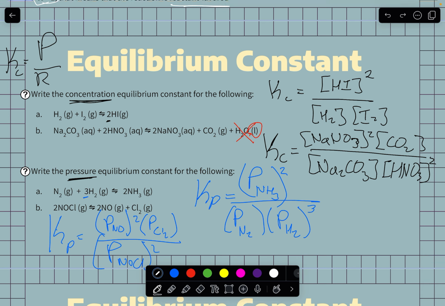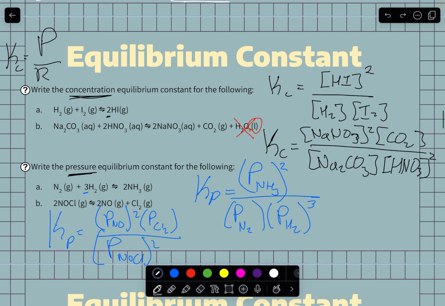Okay, and something that I want to mention, if you forget the format for Kc or Kp, if you forget how to write it, the notation, those are on your formula sheet. Okay, so if you forget how to write it, just look there and that'll help you. I think it's the first two in the equilibrium section.